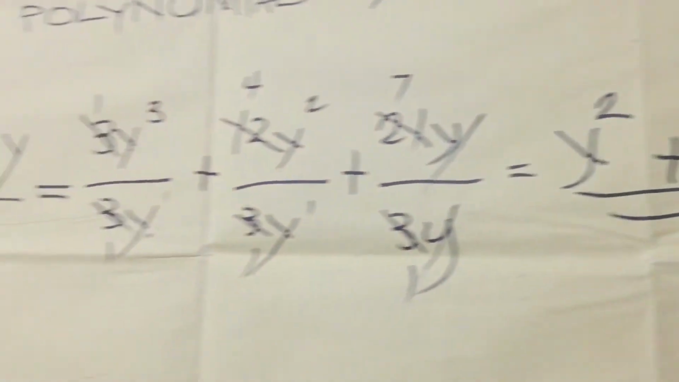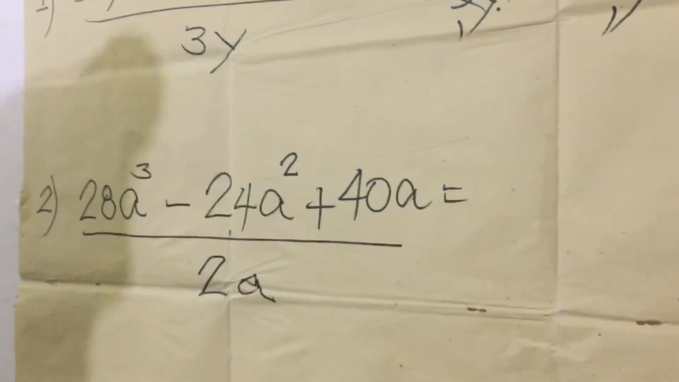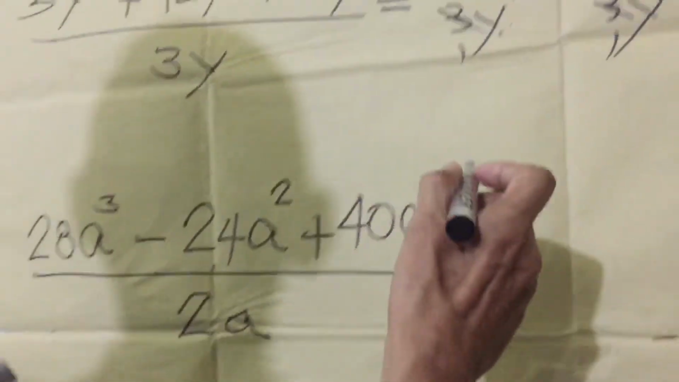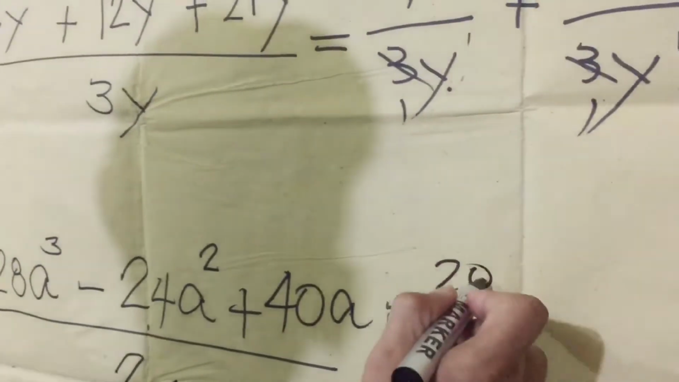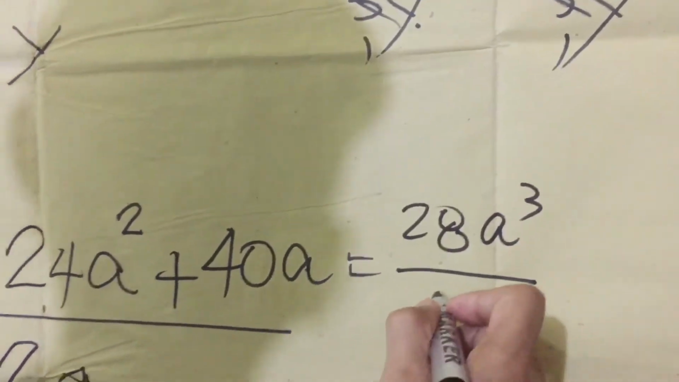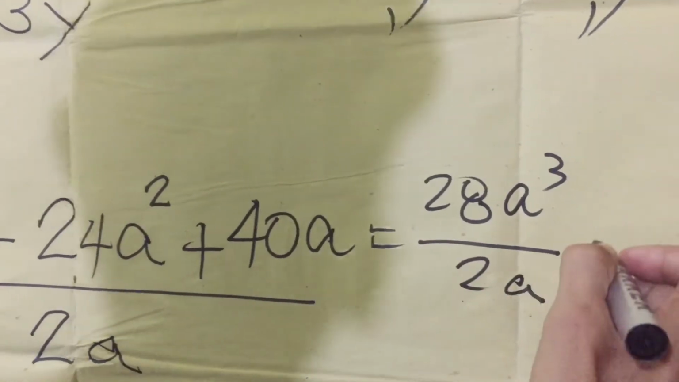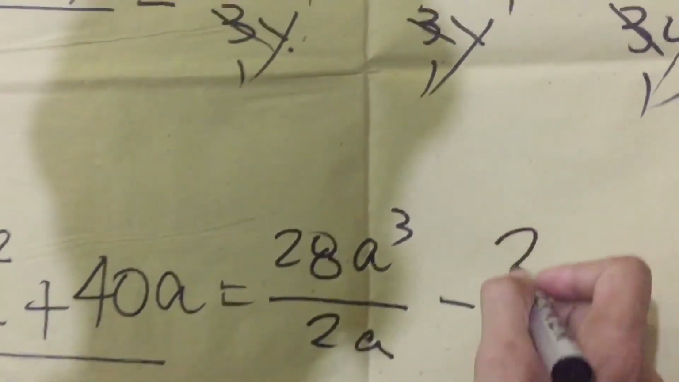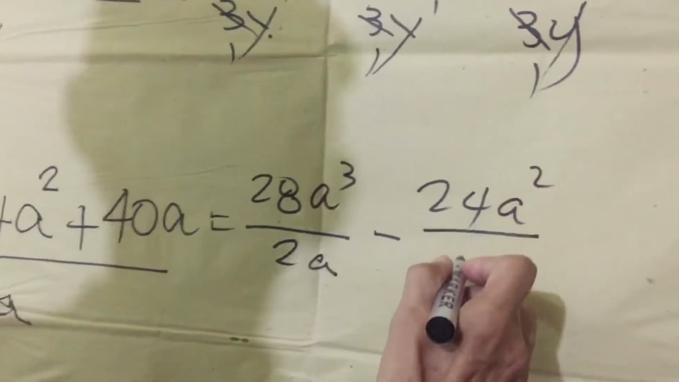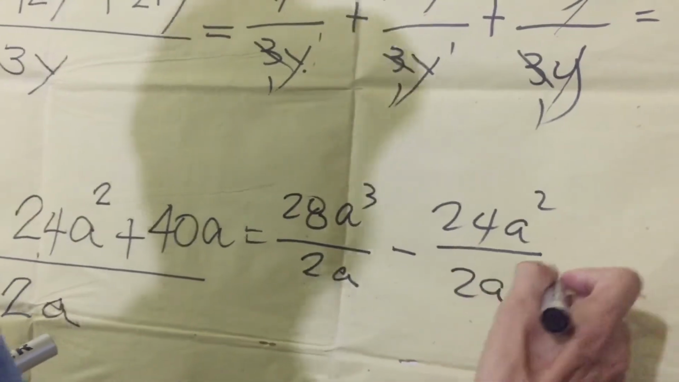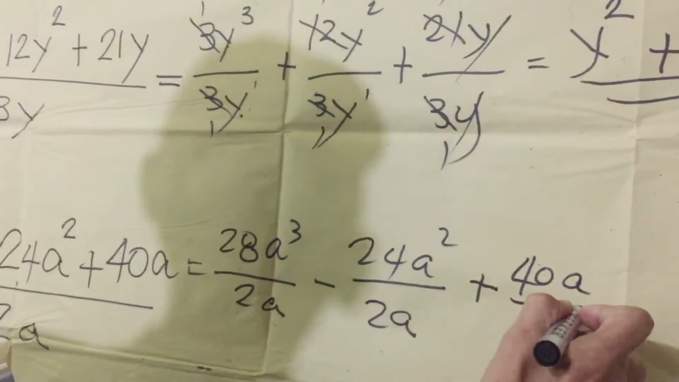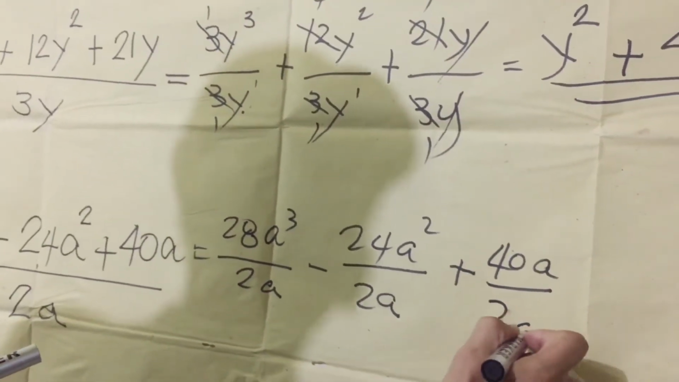Okay, ito naman pangalawa. Okay, ganun din gagawin natin. I-split muna natin ang bawat term or hiwalayin muna natin. 28a cubed divided by 2a, then minus 24a squared divided by 2a, then plus 40a divided by 2a.